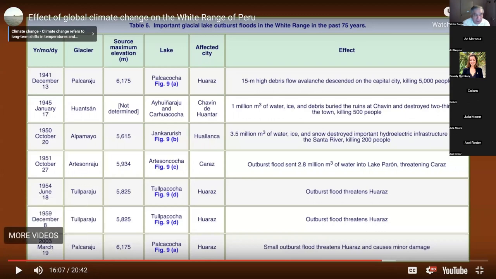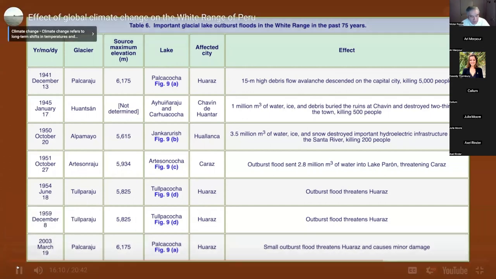Oh, what did I say in here? Remember, 1941, December 13, Palcarayo Glacier affected Huaraz, capital of the region. A 15-meter high debris flow avalanche descended on the capital city, killing 5,000 people. And then many others that have been documented. A total of 29 have been documented since.